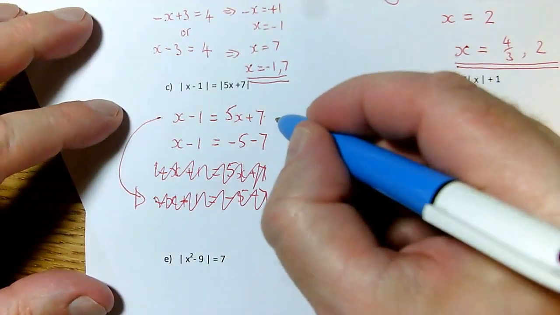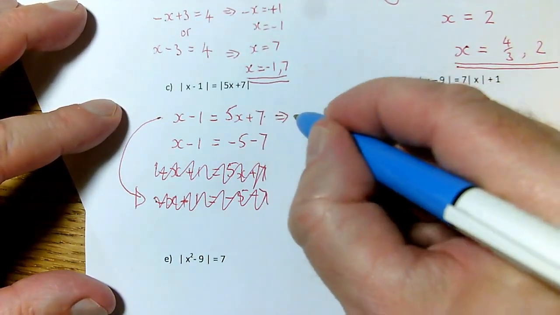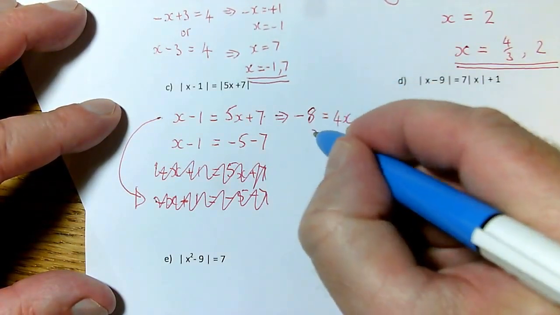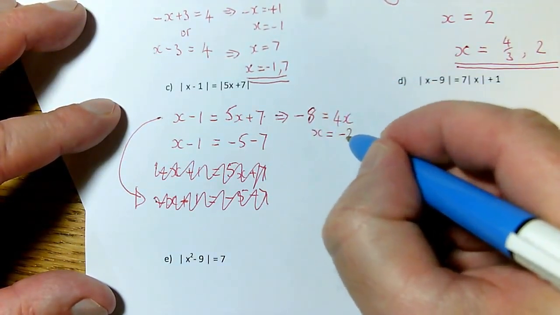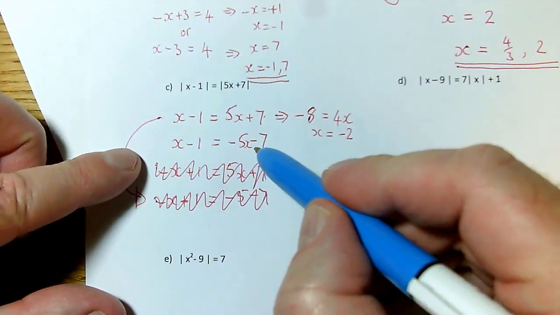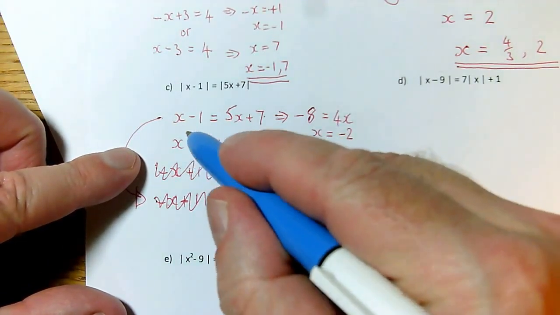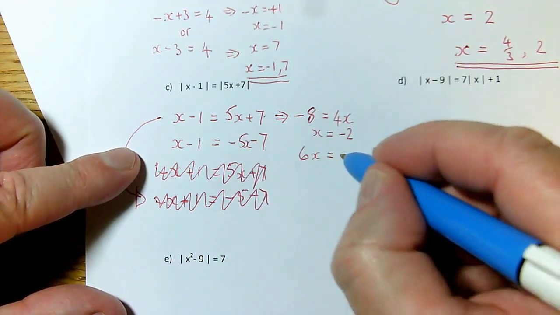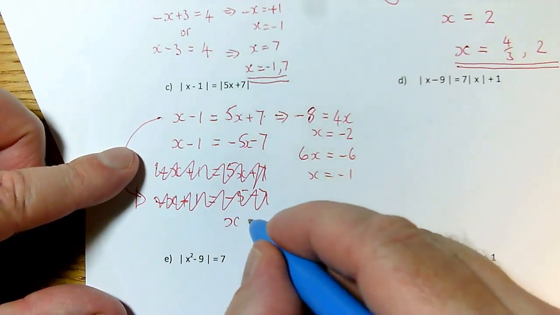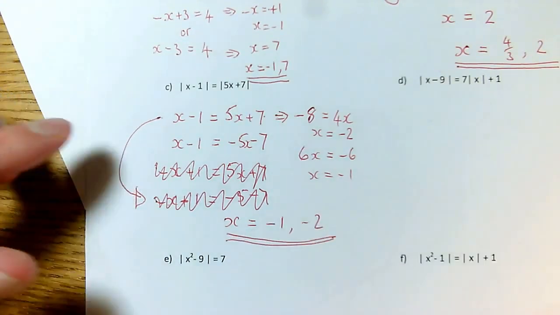So solving the first one, I'm going to take away x from both sides and I'm going to take away the 7. So I'm going to get minus 8 equals 4x. So that gives me x equals minus 2. And this line here, that should be a minus 5x, shouldn't it? This line here, if I add the 5x to both sides, I'm going to get 6x equals, add the 1 to both sides, minus 7 plus 1 is minus 6. So that gives me x equals minus 1. So my two answers are x equals minus 1 and minus 2. So that one was not too bad.